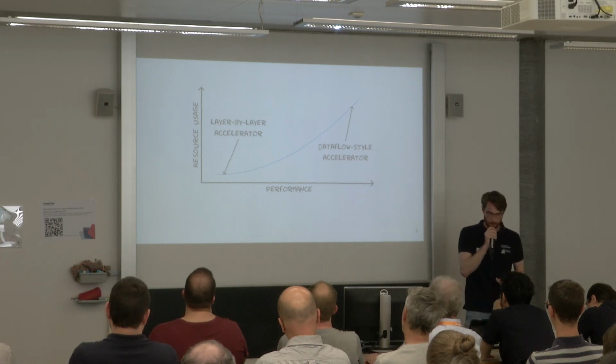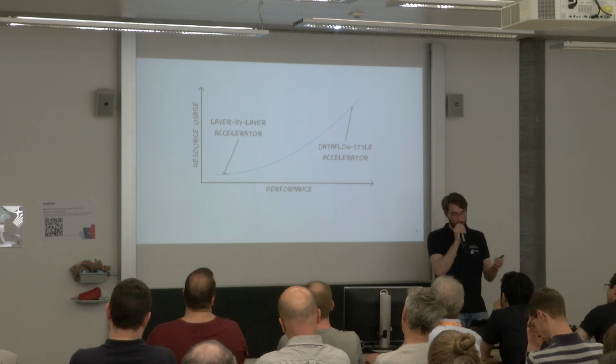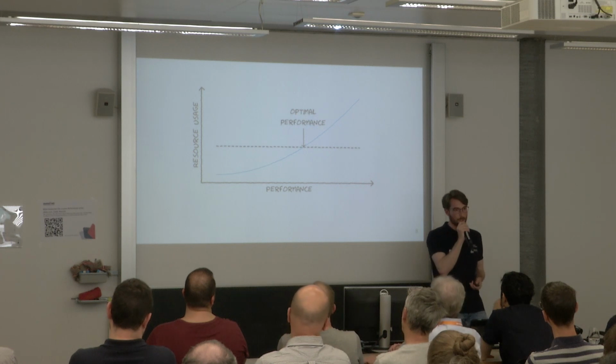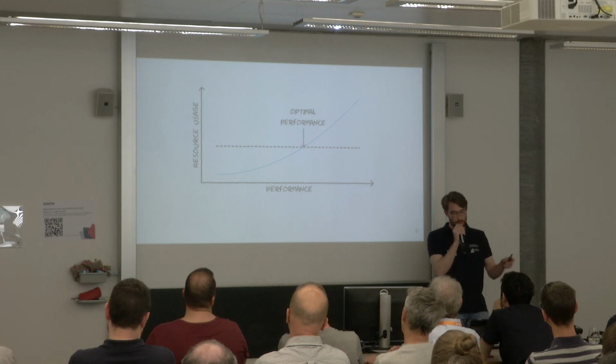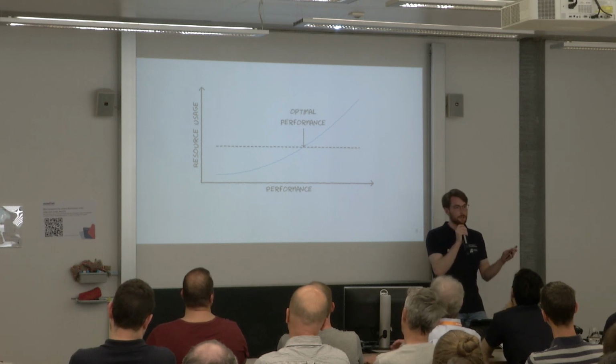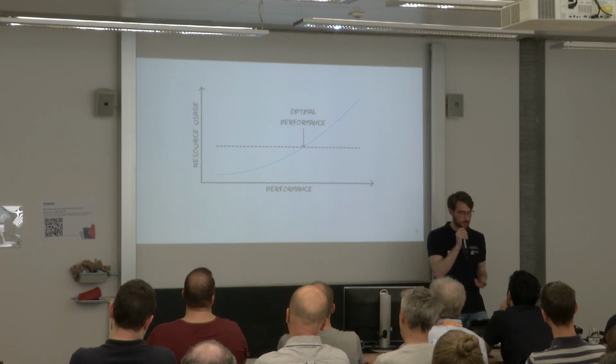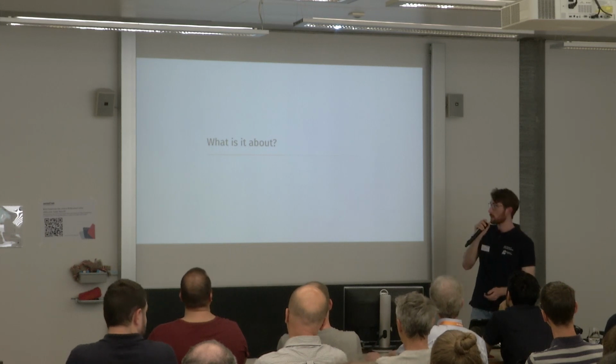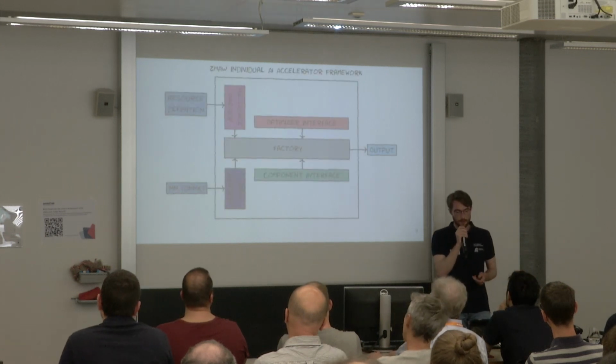What we want to do is draw a line where our FPGA has its resource limit, and at the intersection, we get an optimal accelerator with optimal performance. We do that by a mix and match between those two worlds. So some layers are accelerated on one engine in a group, and the others are accelerated individually, depending on how resource hungry they are.